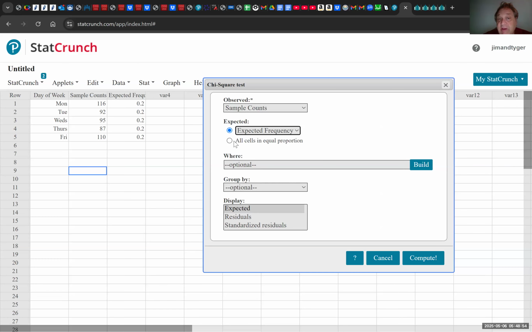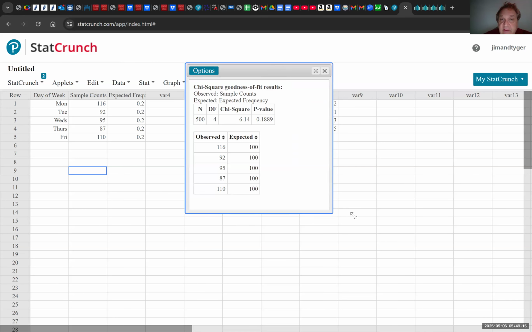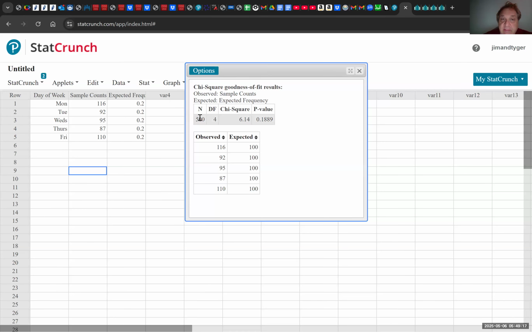All right, and then we're going to hit compute, and we get a little outcome box here, and it says here that we had 500 items. The degrees of freedom are 4 because there are 4 different sort of categories: Monday, Tuesday, Wednesday, Thursday, Friday, and n-1 would be the degrees of freedom. So we have 4 degrees of freedom. The chi-squared test statistic is 6.14, and the p-value is 0.1889.